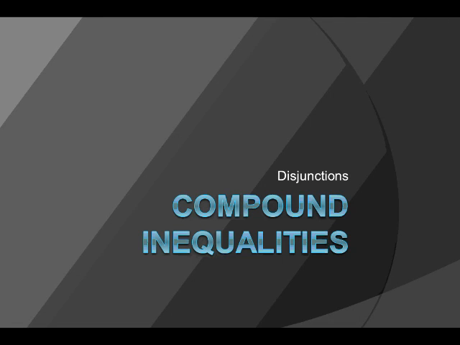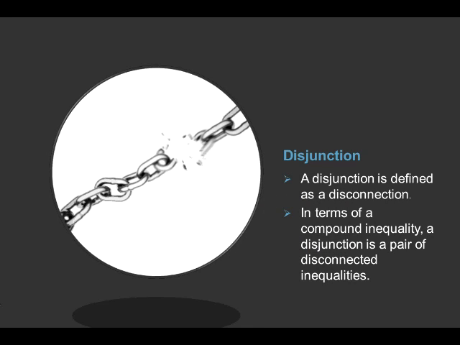Alright, we're still talking about compound inequalities. We've already discussed the idea of the conjunction. Now let's look at the disjunction. Disjunction is defined as a disconnection. We're going to break the chain. They're no longer going to be connected together.